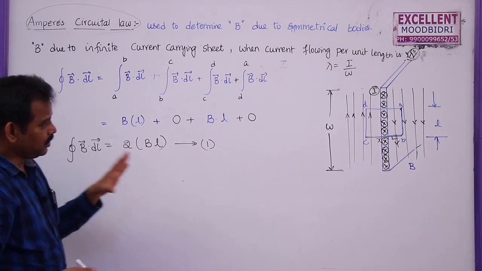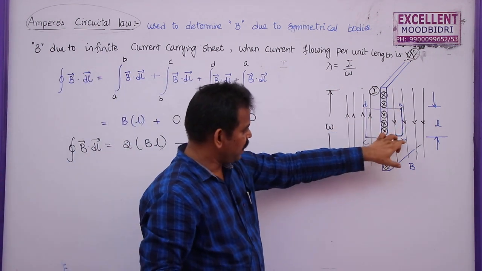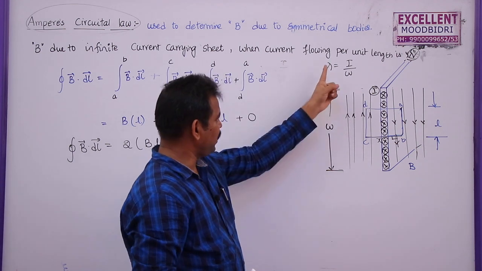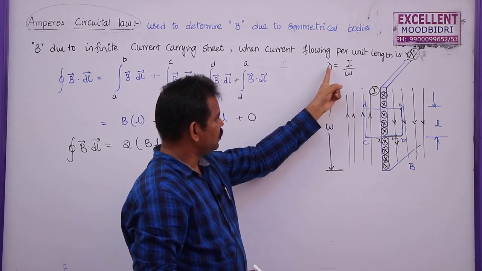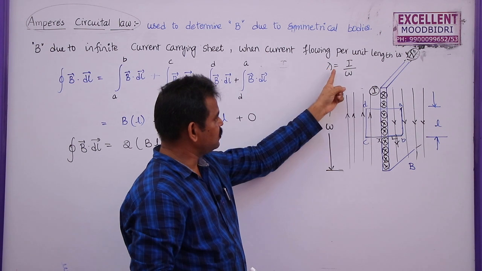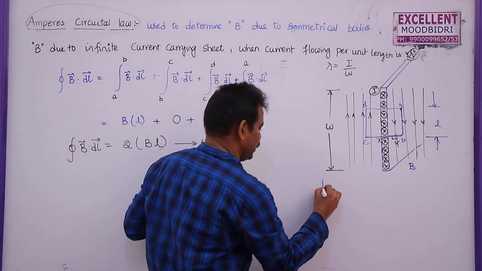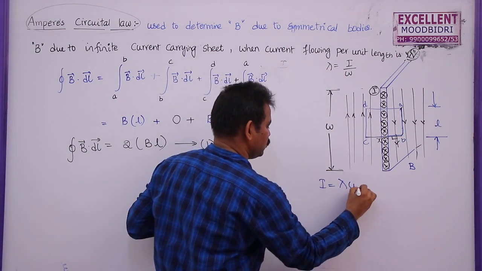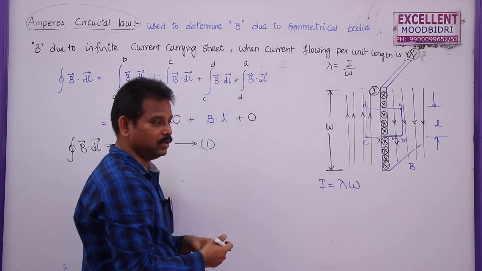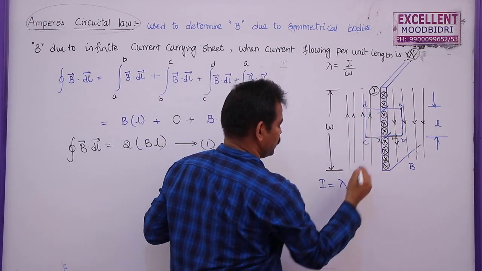Now, what is the current enclosed by this Amperian loop in this case? The current is equal to this linear current density into width. So I is equal to lambda into W for the total width, but I is equal to this only for this length.